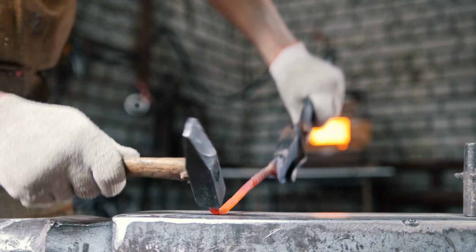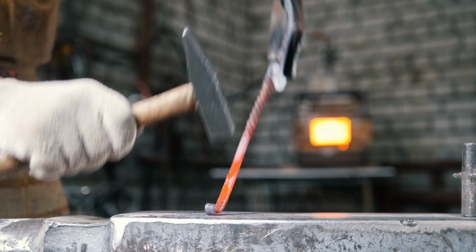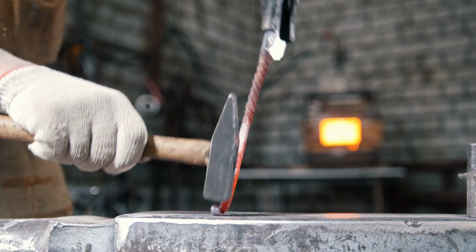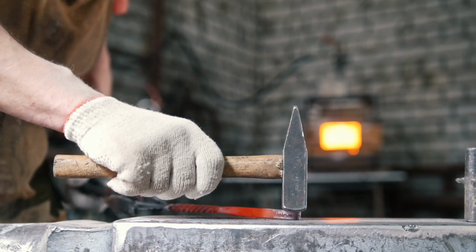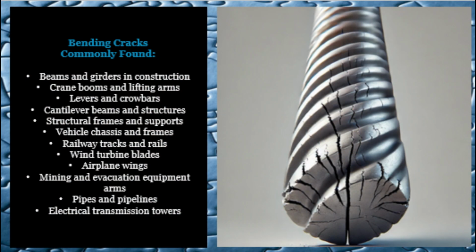Imagine forging a metal rod. As the rod is bent, one side stretches, while the opposite side compresses. This is bending stress at work. It's especially common in beams and girders in construction.